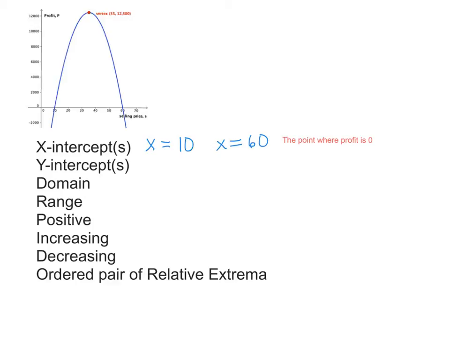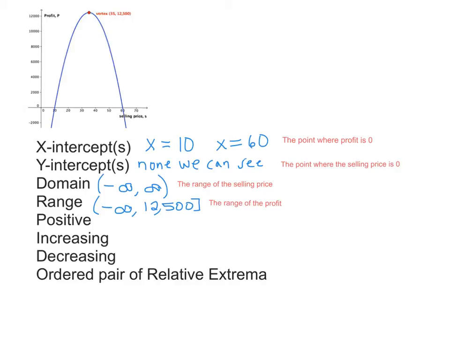The x-intercepts are x equals 10 and x equals 60, and the contextual part of this is the point where profit is 0, so you're making no money. Okay, the y-intercept, what I put on here, because when we're specifically looking at the graph, none that we can see, so we assume there is a y-intercept, but we can't see it. And then what it means contextually is the point where the selling price would be 0, which would be weird.